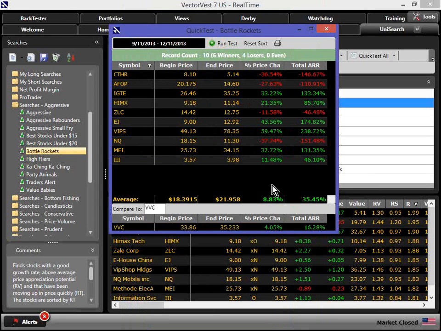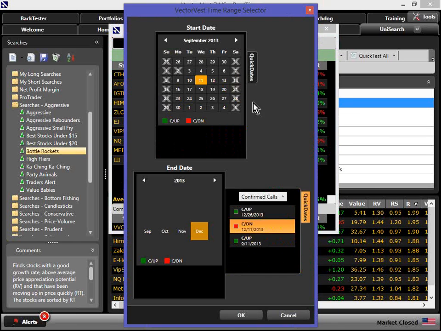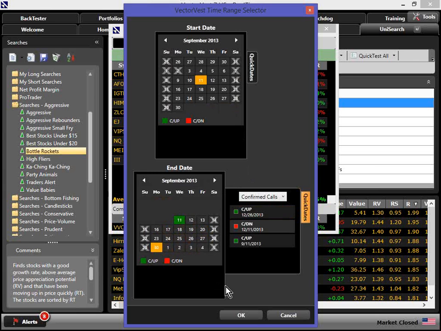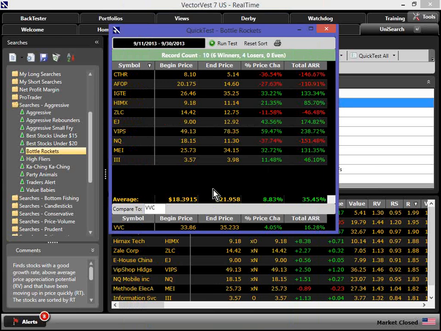Your next step would be to test it out during the prior up market, and the market before that. Now, you might say, well, I'm an aggressive investor, I'm not going to hold for 3 months. You might change the dates. Where's September? There's September. How about I just hold it to the end of September? That's basically 2 weeks.